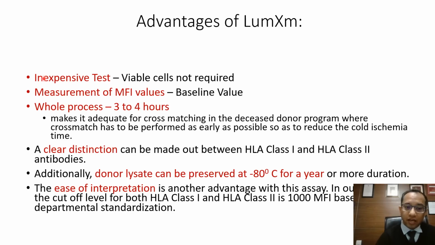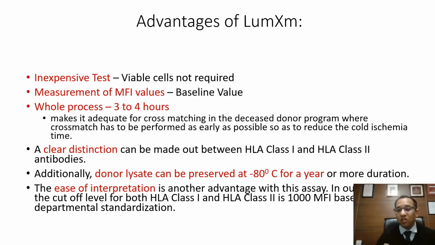Why? Because it's a very inexpensive test. Viable cells are not required. We can measure the MFI value. We can have the baseline values. We can desensitize the patient, and again do a Luminex crossmatch. The whole process takes just 3 to 4 hours, so in 3 to 4 hours you are ready with a crossmatch. A clear distinction can be made between HLA class 1 and HLA class 2 antibodies, so you know which antibodies are implicated as a donor specific antibody.